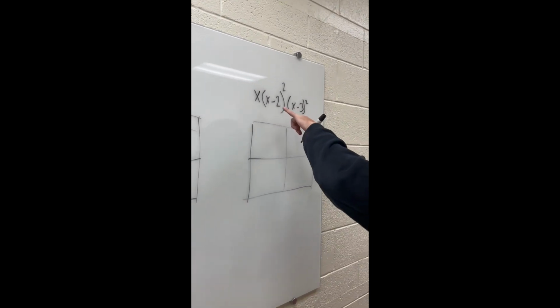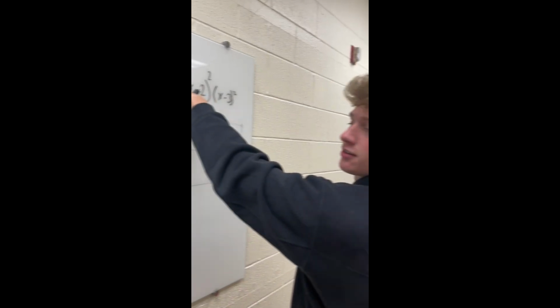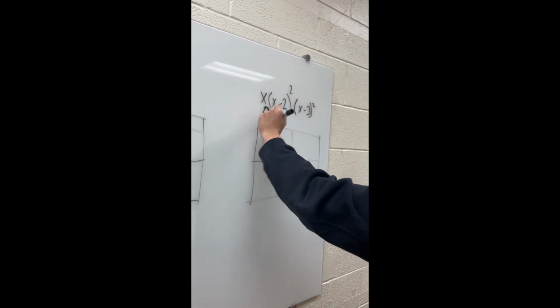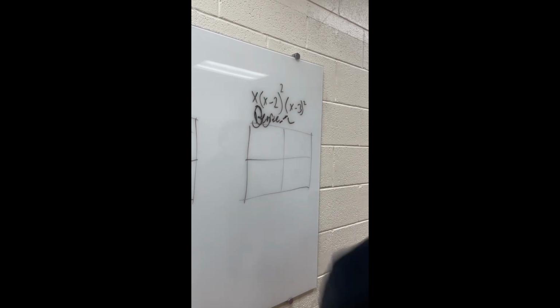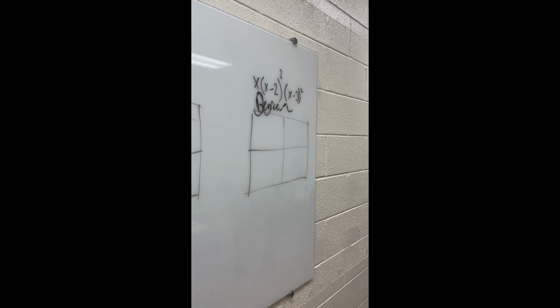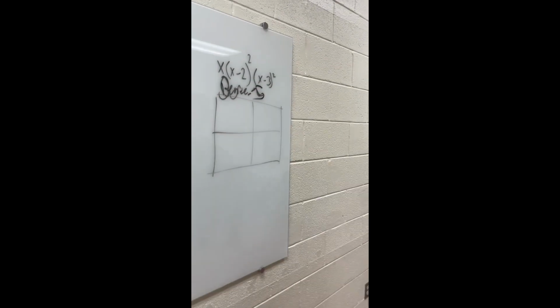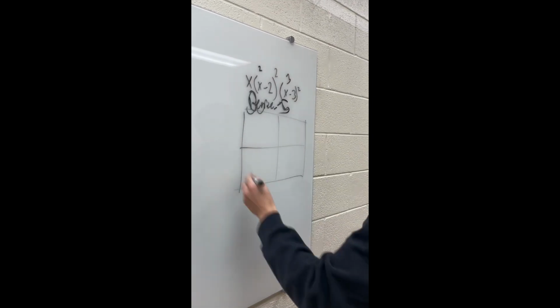Same thing, but we're going to look at the degree. There's going to be 2 x's, 2 x's, and another x. Degree? What's that say? 5. Alright, you're going to find the zeros. Give me a 2 here, 3 here, and 0 here.